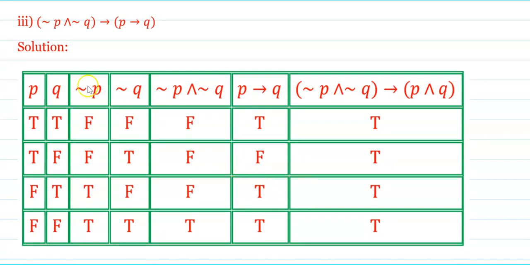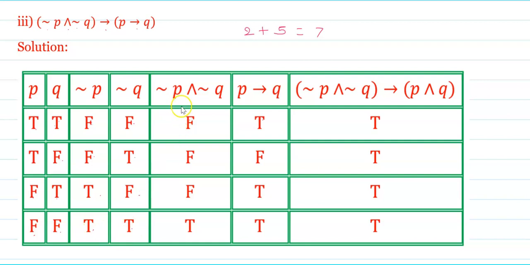Now the third one. Again, how many statements are there? 2. How many connectives are there? 1, 2, 3, 4, 5. Okay. We need 7 columns: 1, 2, 3, 4, 5, 6 and 7. First, P: T, T, F, F. Q: T, F, T, F. Negation of P: negation of T is F, negation of T is F, negation of F is T, negation of F is T. Negation of Q: negation of T is F, negation of F is T.